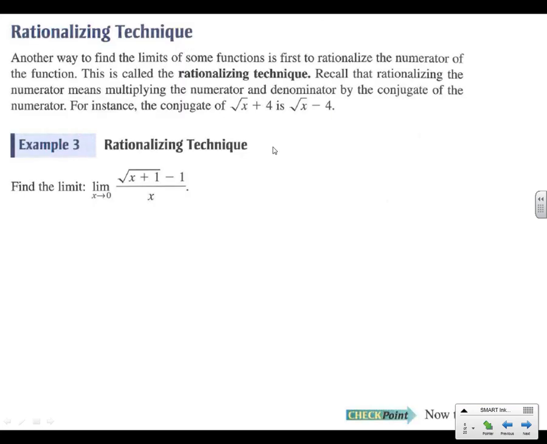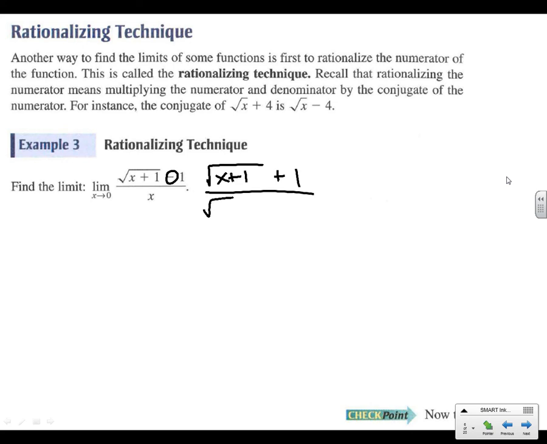All right, so we can also use a rationalizing technique. So you'll remember rationalize your denominator using conjugates. In this case, we're going to actually rationalize the numerator, and we'll get rid of the denominator. So what's the conjugate here? It's going to be the square root of x plus 1 plus 1. The key here, change that sign.